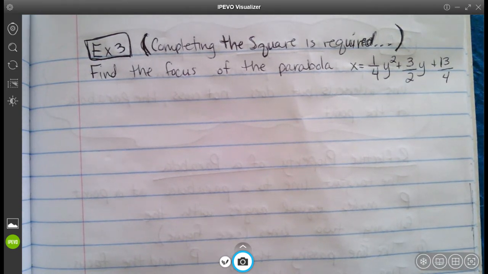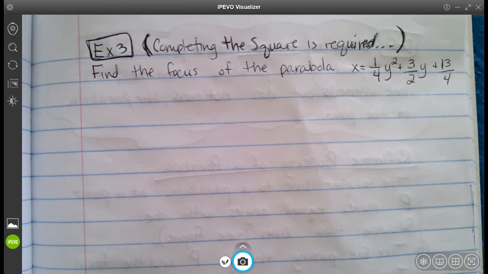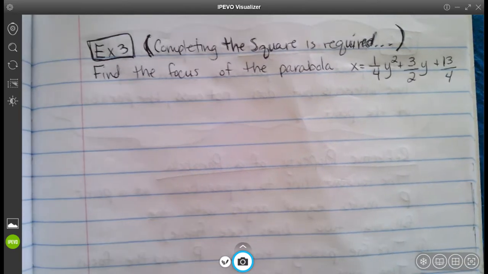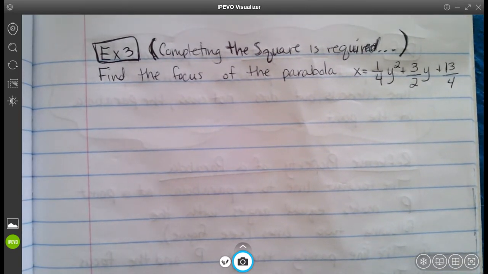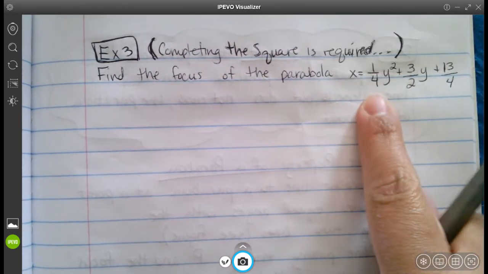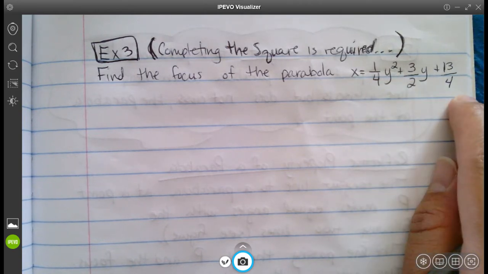You do have a note on top that says completing the square is required. This is a concept from last semester, so I don't know if you remember it. I'm going to do my best to kind of remind you how it works, okay? You'll notice that we have x equals, and then this is all in terms of a y.